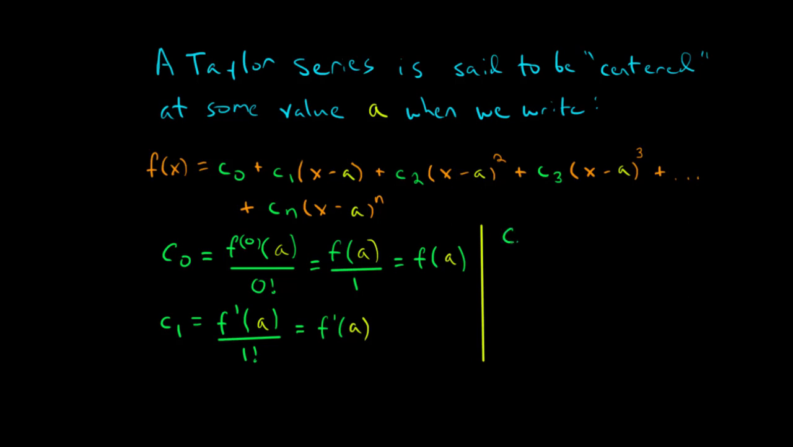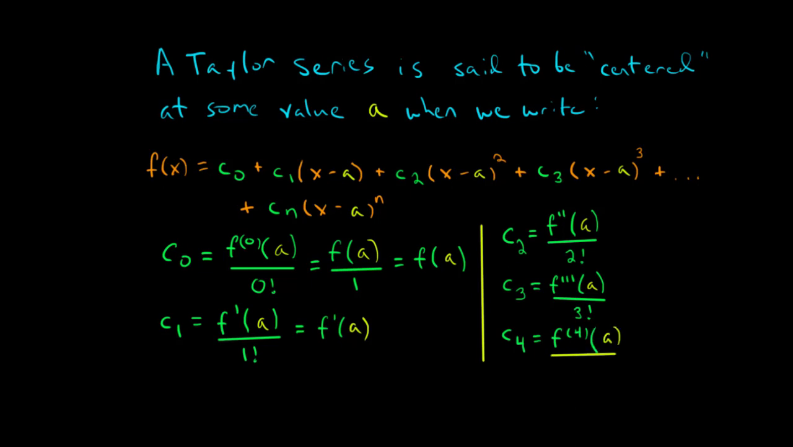Continuing on the right side here, c sub 2 will equal the second derivative of f evaluated at a, over 2 factorial. C sub 3 will equal f triple prime of a over 3 factorial. C sub 4 will equal the fourth derivative. Note that I've introduced some new notation. I'm writing f^(4) to represent the fourth derivative over 4 factorial. And in general, our nth constant will be f^(n), the nth derivative at a, over n factorial.